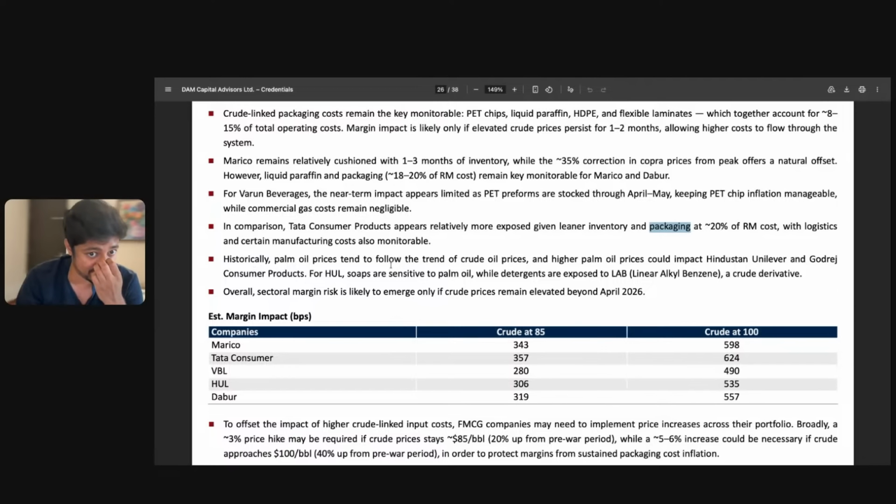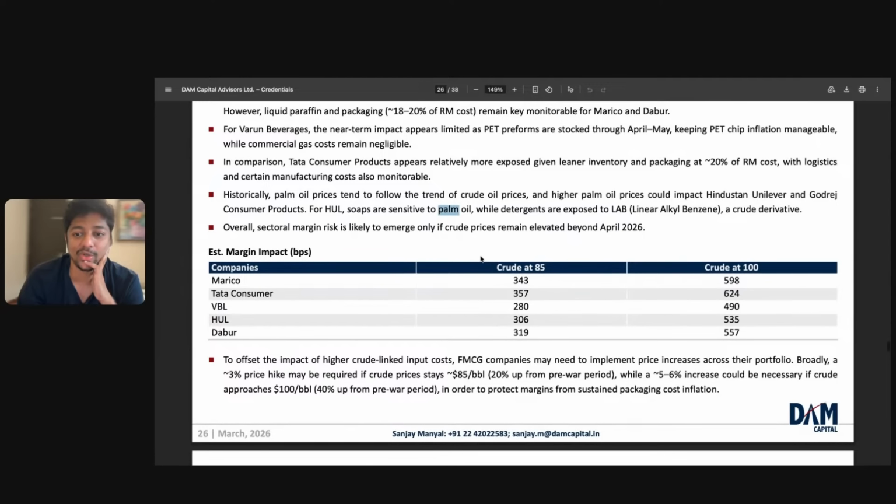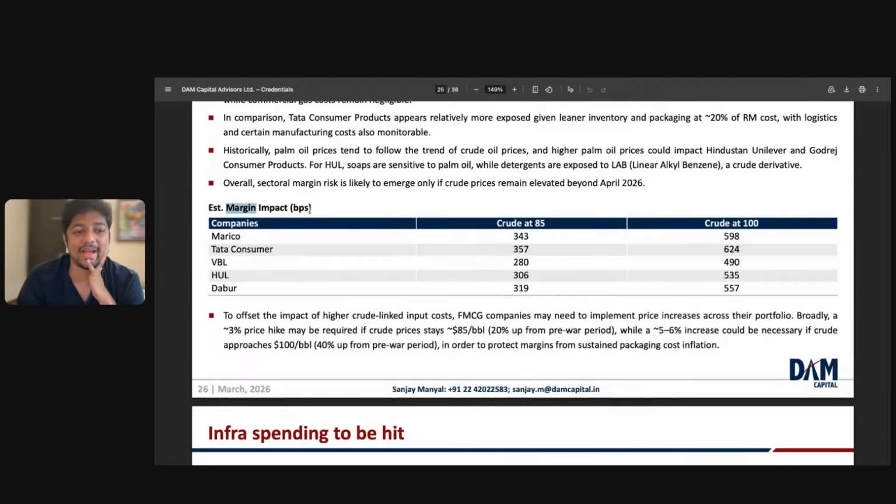Palm oil prices tend to follow the trend of crude oil prices. So higher palm oil prices could impact Hindustan Unilever and Godrej Consumer Products because for HUL, soaps are sensitive to palm oil, while detergents are exposed to linear alkyl benzene. So these are going to get affected. Oh my God. Margin impact in BPS. This is beautiful. Estimated margin impact.